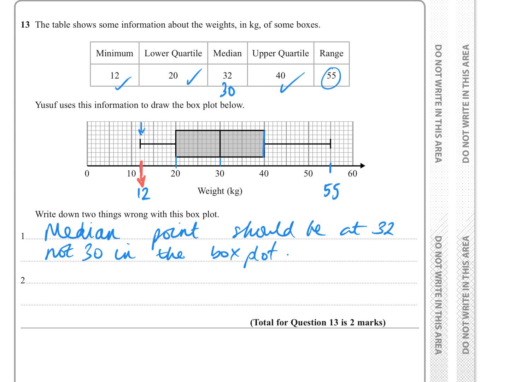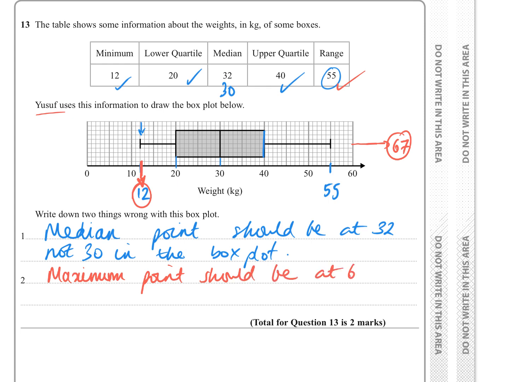So if this was 12 and the range had to be 55, then Yusuf would have to plot at 67, because then 67 minus 12 would be 55. So my last point would be maximum point should be at 67, not 55 as plotted.